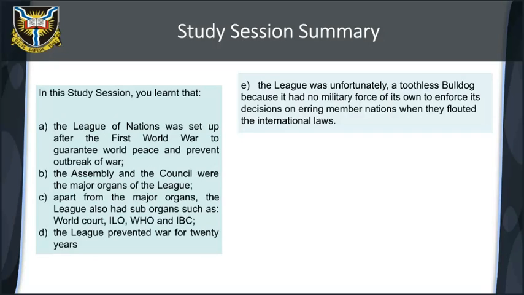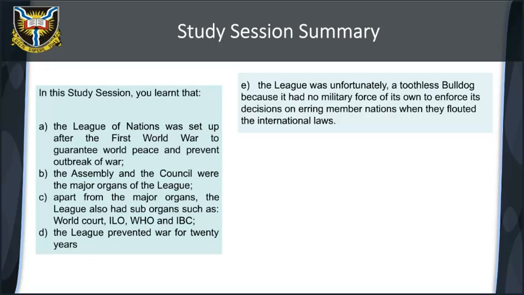Study section summary. In this study section, you learned that: A. The League of Nations was set up after the First World War to guarantee world peace and prevent outbreak of war. B. The Assembly and the Council were the major organs of the League. C. Apart from the major organs, the League also had sub-organs such as the World Court, ILO, WHO, and IBC.